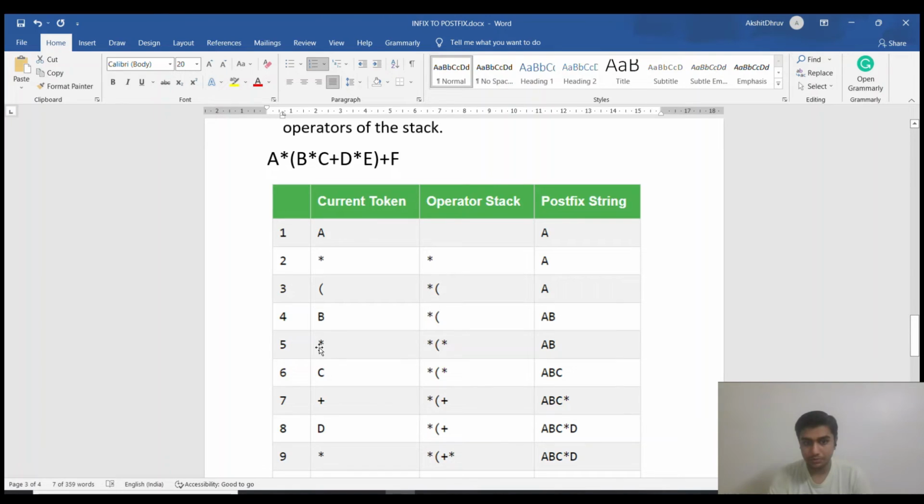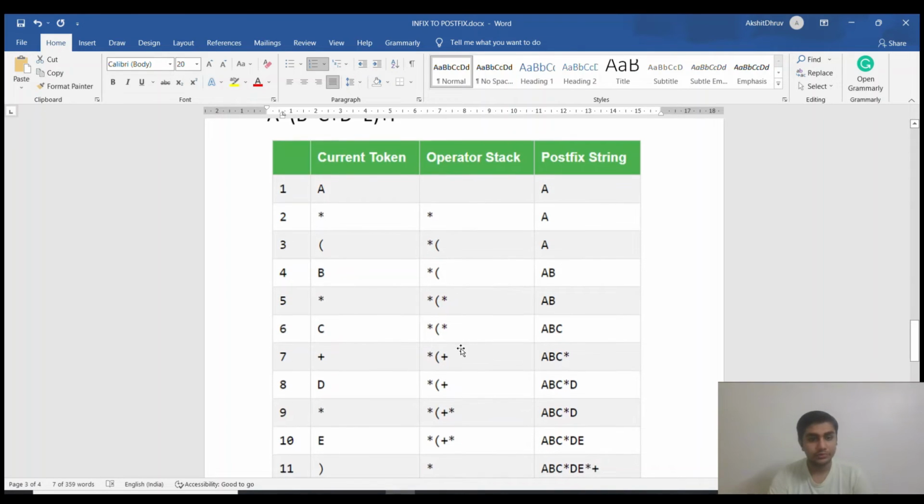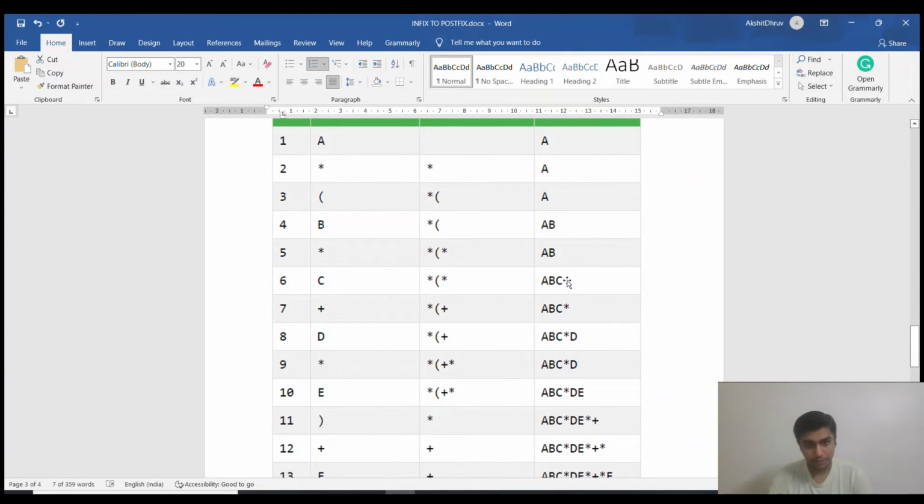Now the star comes. Star will check here, not here. After it has come over here, what was the stack value? It was the left parenthesis and the star. So it has no rules again, so again we will push it to the stack. Now the operand comes, it will be pasted here.